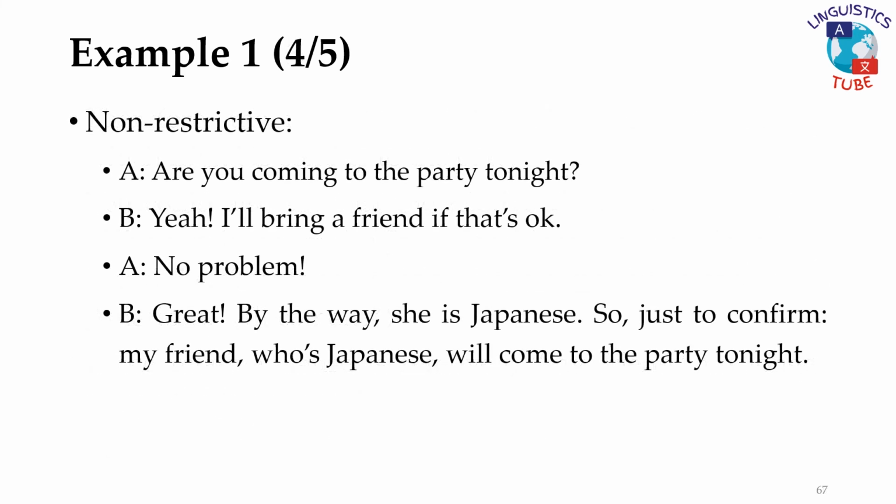Here is another conversation. Are you coming to the party tonight? Yeah, I'll bring a friend if that's okay. No problem. Great. By the way, she is Japanese. So, just to confirm, my friend, who's Japanese, will come to the party tonight.